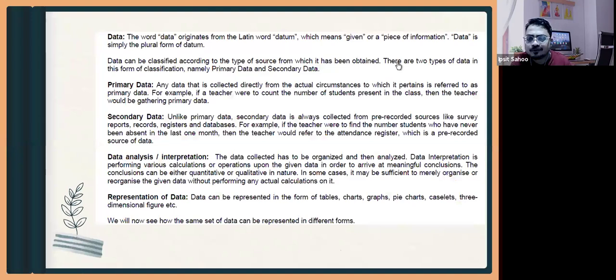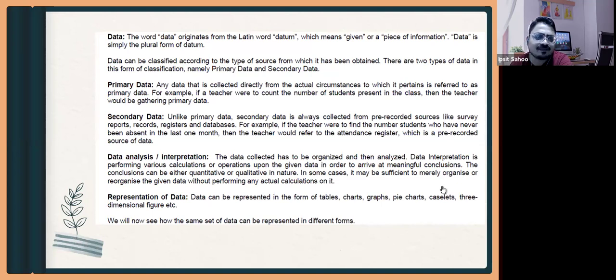So before going to the topic, let us understand a little bit of definitions, different terms and their meaning. Let us say data, that is coming from a Greek word datum. So data means a piece of information. When we say data, that is the plural of datum. So that means a lot of information that is present. That is called data. So data can be primary data or secondary data.